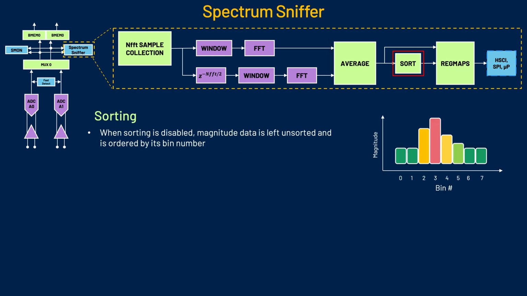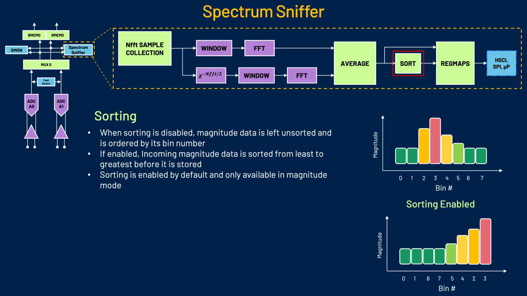The sniffer has a sorting option. If disabled, the data is left unsorted and is ordered by its bin number. If enabled, the incoming magnitude data is sorted from least to greatest. Sorting is only available in magnitude mode.